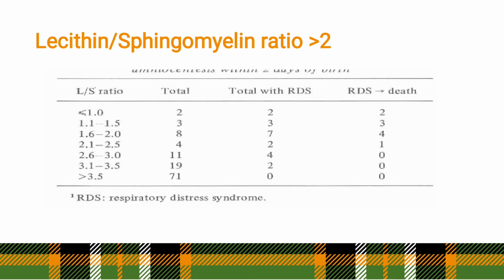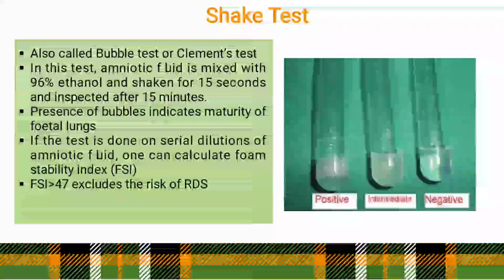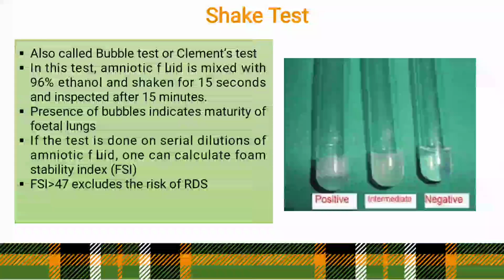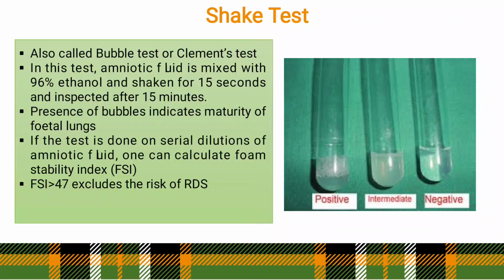That indicates the lung maturity. Now the second test is the shake test. It is also called the bubble test or the Clements test. In this test, the amniotic fluid is mixed with 96% ethanol and shaken for 15 seconds, and then it is kept and inspected after 15 minutes. If there is presence of bubbles, that indicates maturity of the fetal lungs.